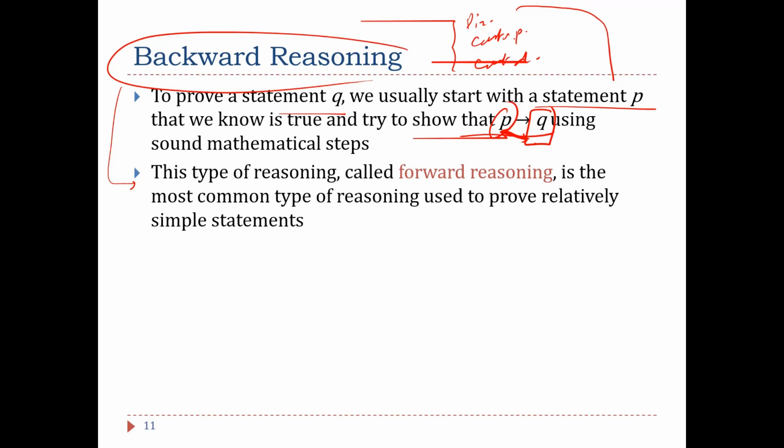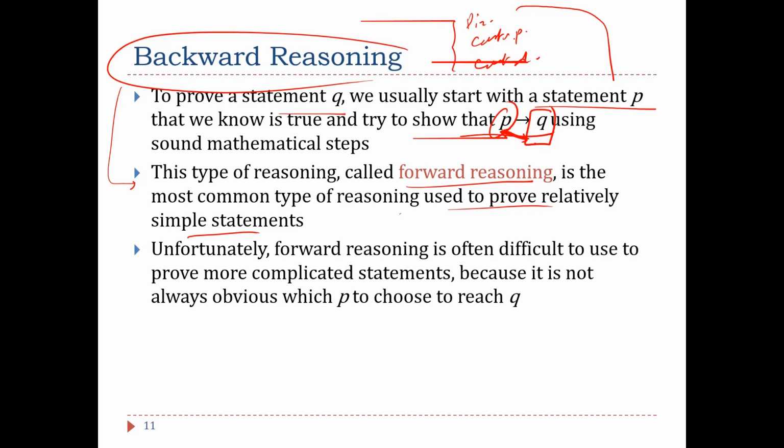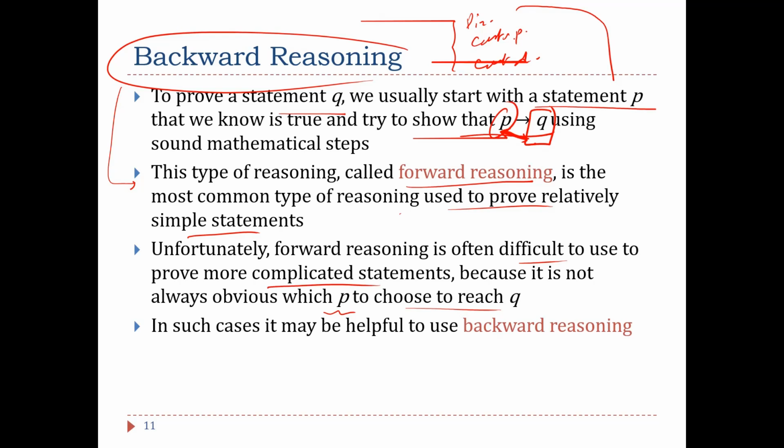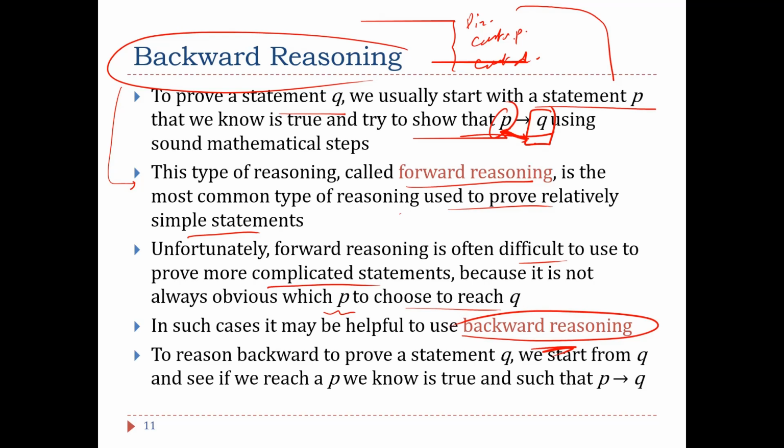This also applies to the proof of mathematical properties. The direct proof approach is called forward reasoning, and it is the most common type of reasoning used to prove relatively simple statements. Unfortunately, it's often difficult to use for more complicated statements because it's not always obvious which P to choose to reach Q, or which part of the truth that you have in P. In such cases, it might be helpful to use backward reasoning. I think you get the idea from the next slide example.